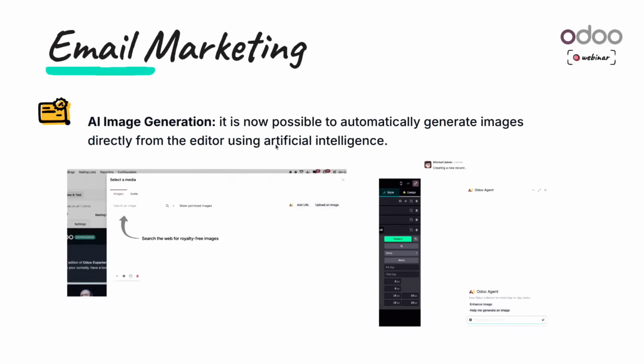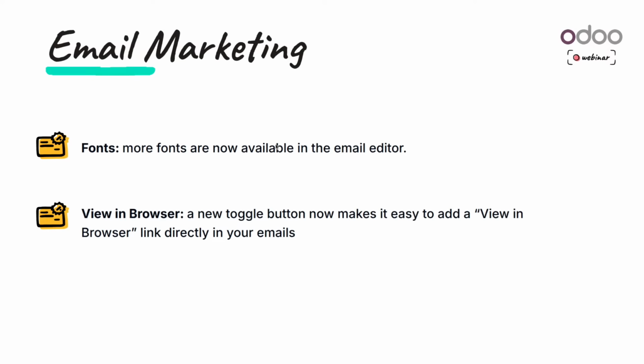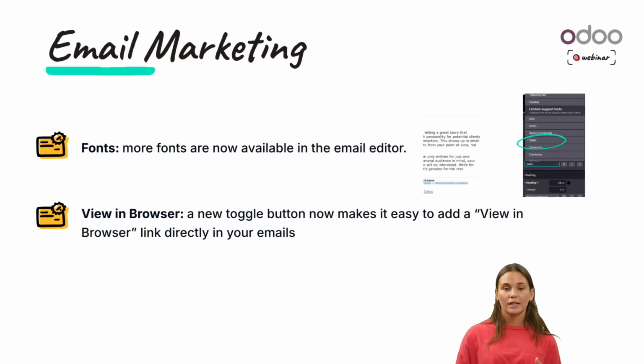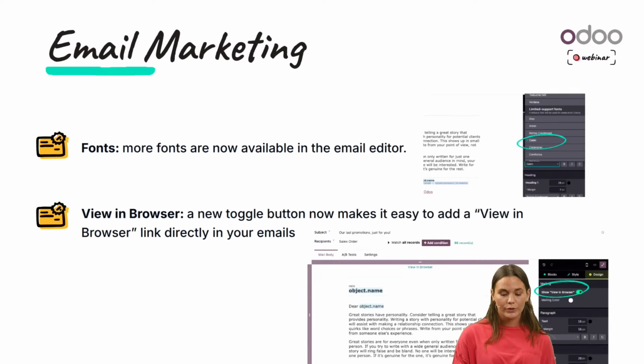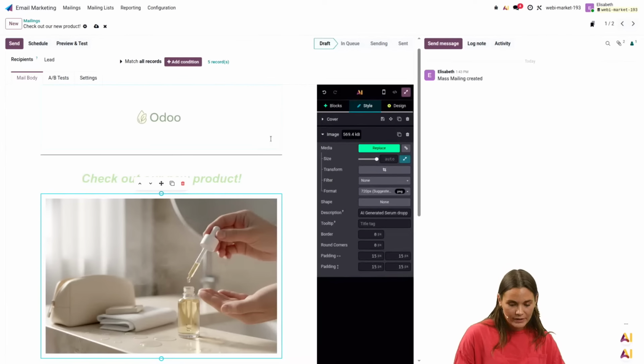Let's have a look at the second new feature of email marketing. The second one is more user-friendly and design. Indeed, it's about the fact that now more fonts are available in the email editor. And also there is a new toggle button for the view in browser, and it makes it really easy to add it directly in our email. So let's have a look at this in my current email.